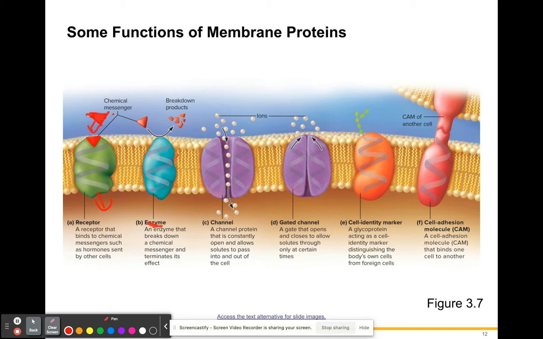Okay, here's an enzyme example. So it's taking a large molecule, turning it into a whole bunch of smaller molecules, right?